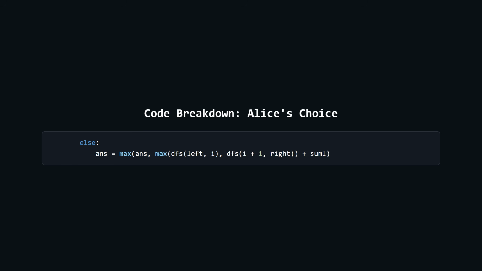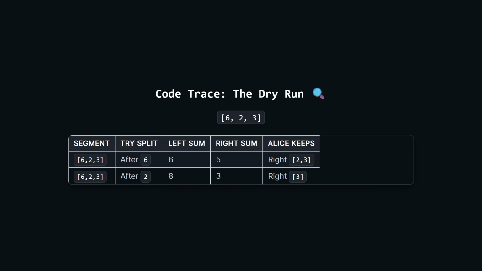But if the sums are perfectly equal, we check both paths to see whether keeping the left side or the right side gives Alice the bigger ultimate score. If we trace a small array, you can see how our loop tests cutting after the 6, and then tests cutting after the 2, to find the optimal path.